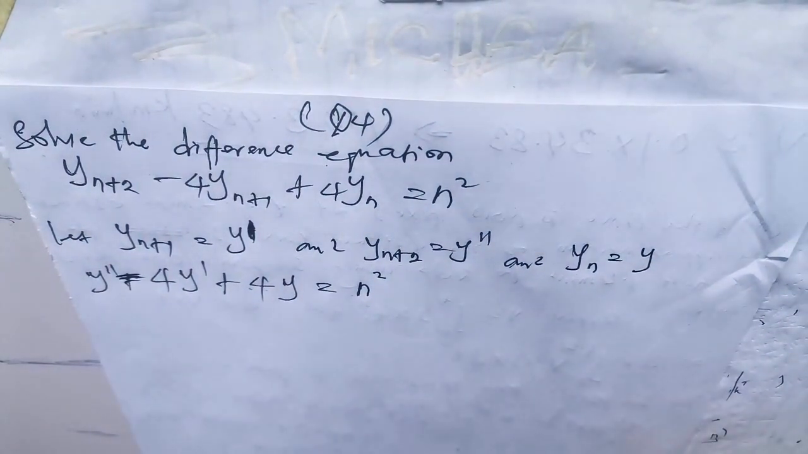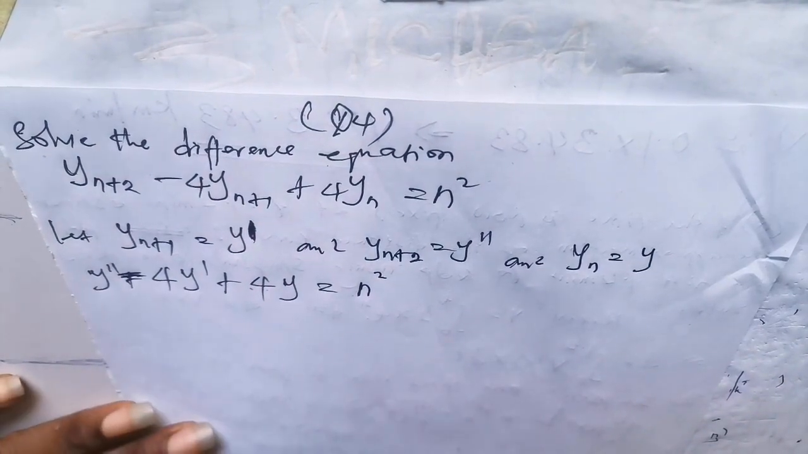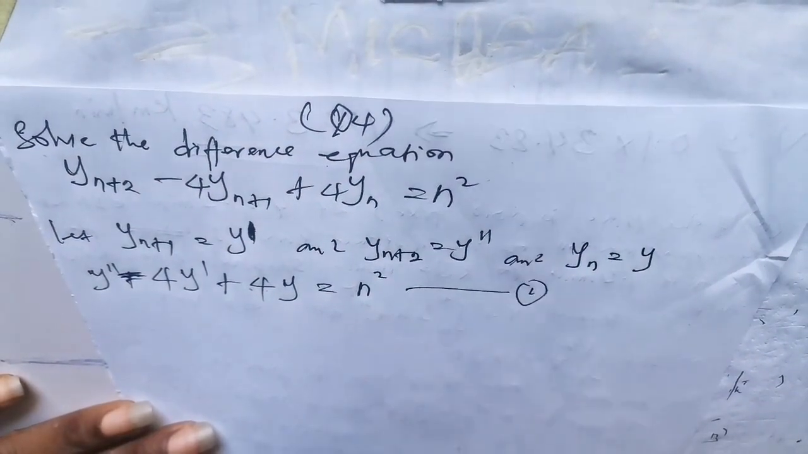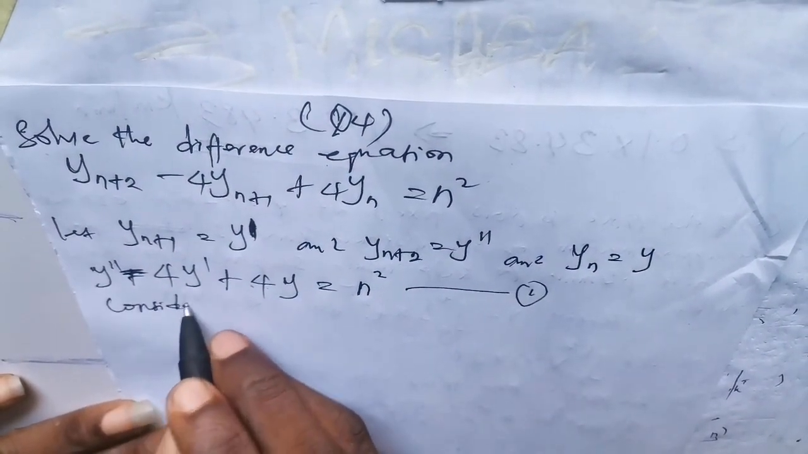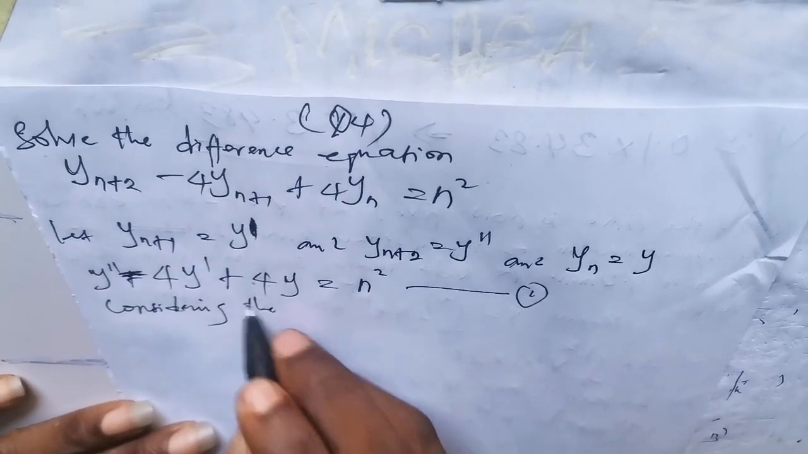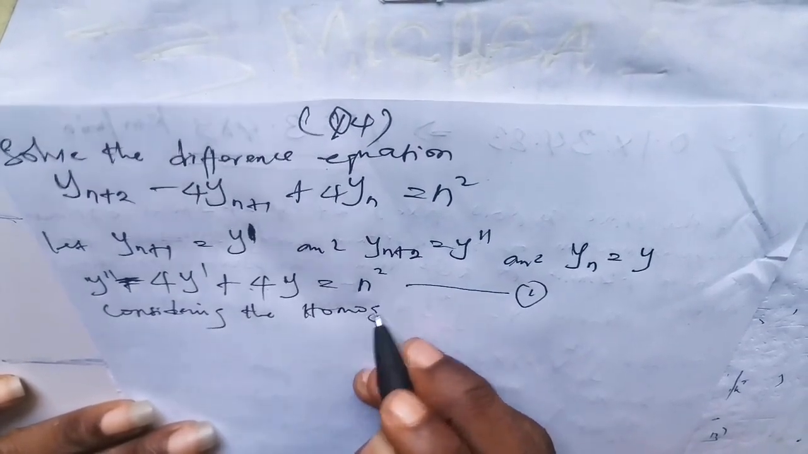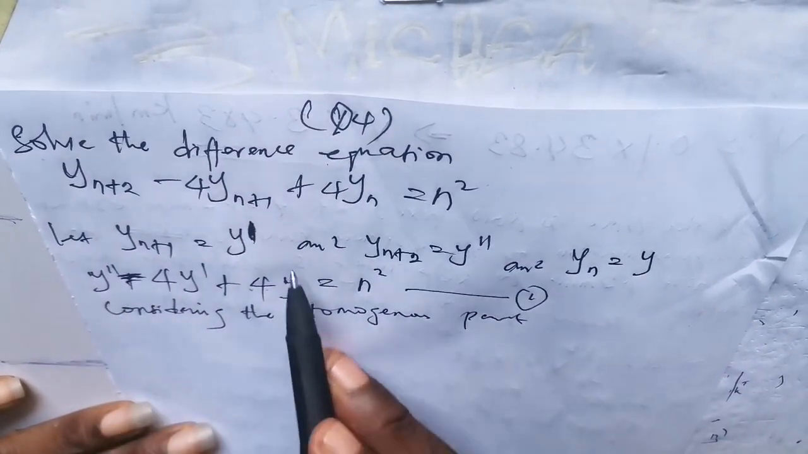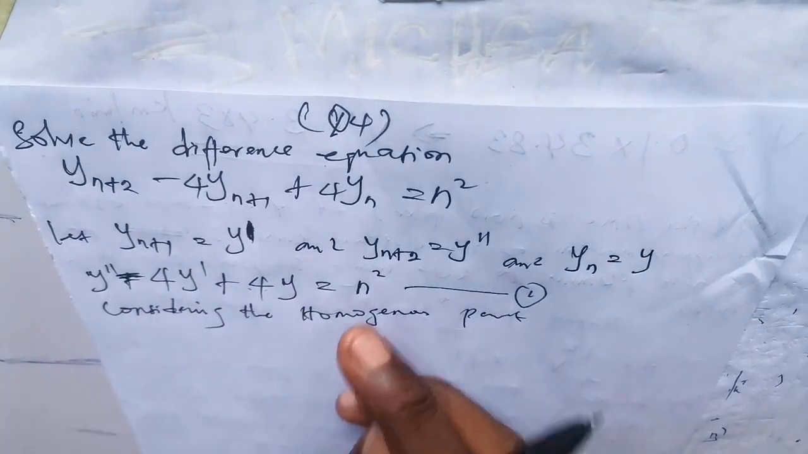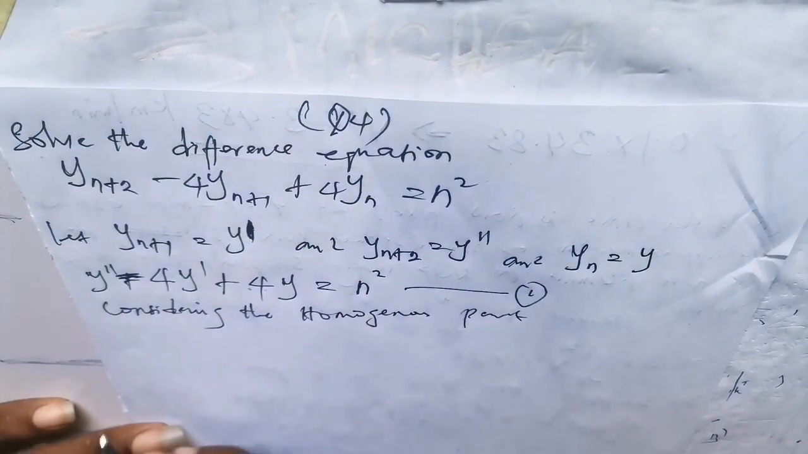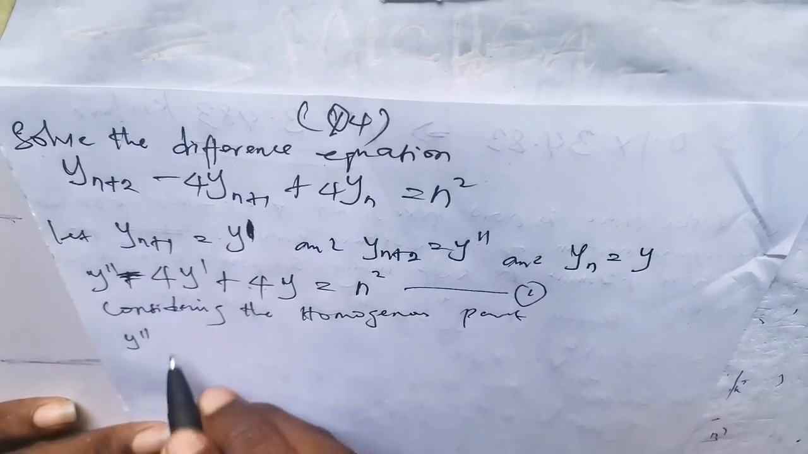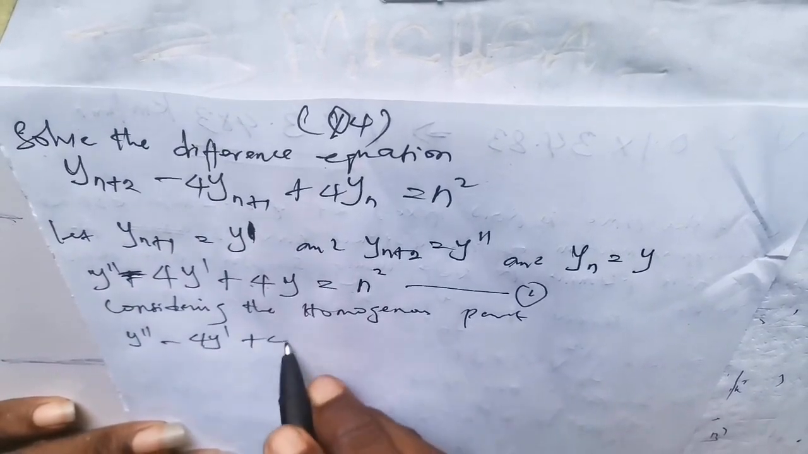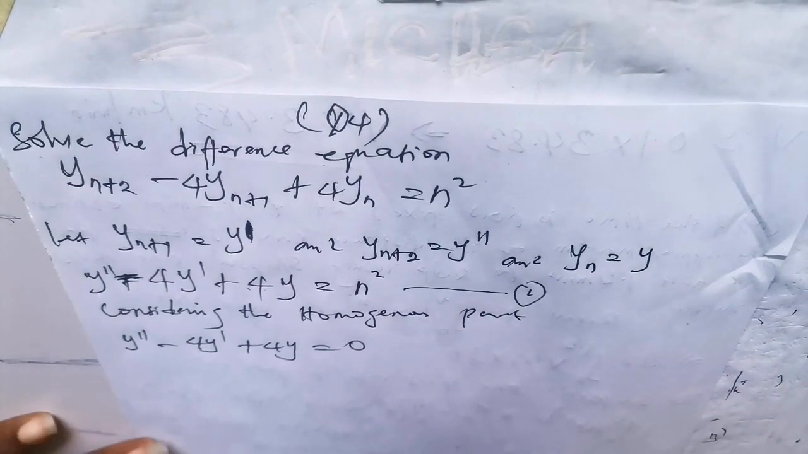Now, this is both a homogeneous and an inhomogeneous differential equation. So what we'll do is we'll pick the homogeneous part first. So call this equation 1, considering the homogeneous part. All right, so the homogeneous part is simply what? The whole of this part equated to 0, not including n squared, is called the homogeneous part. So we simply have y prime prime minus 4y prime plus 4y equal to 0. This is the homogeneous part of the differential equation.